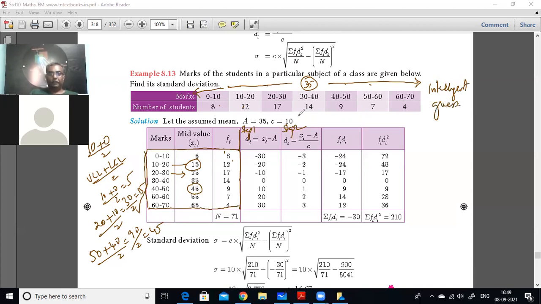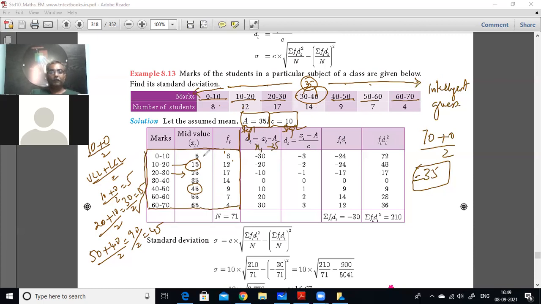Don't guess wildly. You can see it goes from 0 to 70, so 70 plus 0 by 2 will be 35. You can take it like that also. Visibly take something that is in the middle. There are 3 classes on this side, 3 on this side, and the middle class, 30 to 40, has 35 in the middle. So assume that the assumed mean is equal to 35. C is nothing but UCL minus LCL, that is 10. Now you have to do xi minus 35. 5 minus 35, how much? Minus 30. 15 minus 35, minus 20.